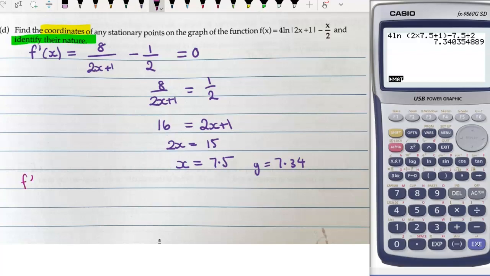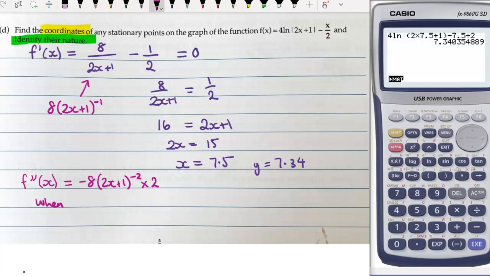So that requires us working out the second derivative, f double dash of x. Now I'm just going to rewrite that as being 8 (2x plus 1) to the minus 1, because then it's easier to see the chain rule. So minus 1 times by 8, we're going to get a minus 8 (2x plus 1) to the minus 2, and then times by the 2 that's inside for the chain rule. And then minus a half differentiates to 0.